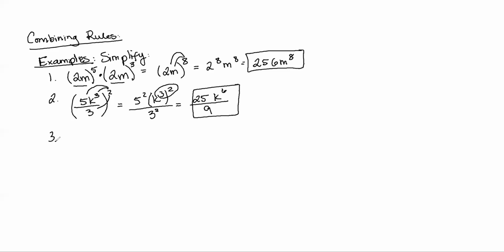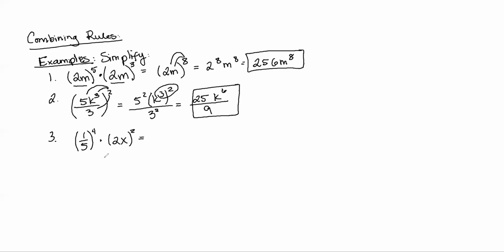All right, let's try a couple more. Number 3, 1/5 in parentheses to the 4th times 2x in parentheses squared. So with this one, we have two things being multiplied, but unlike the first one that we went through, these had the same base. These do not, so we can't use our product rule.